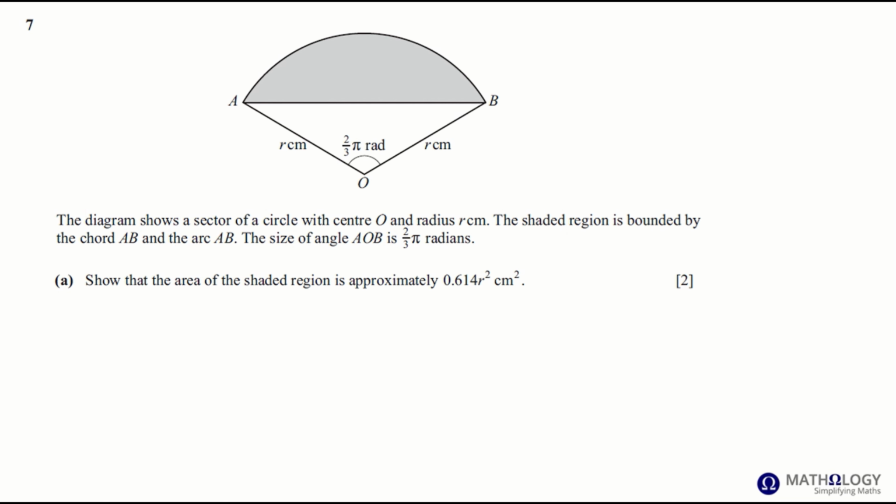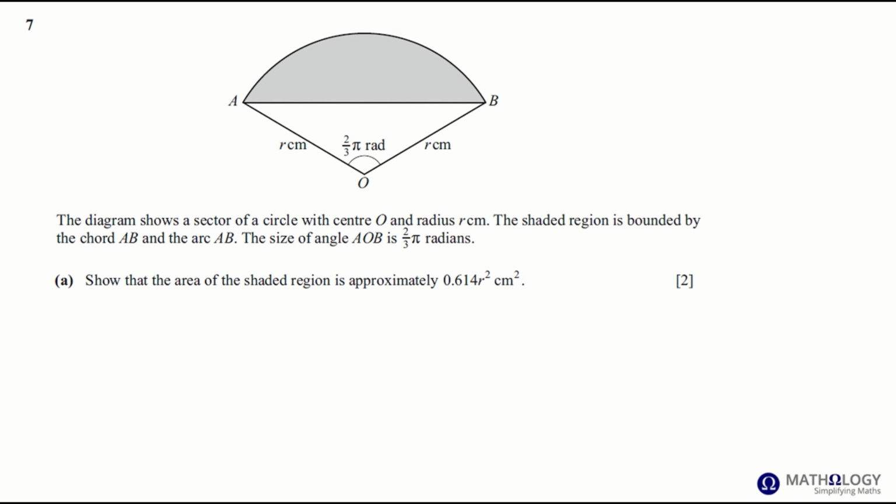The diagram shows a sector of a circle with center O and radius r centimeters. The shaded region is bounded by the chord AB and the arc AB. The size of angle AOB is 2 pi by 3 radians. Show that the area of the shaded region is approximately 0.614 r squared.